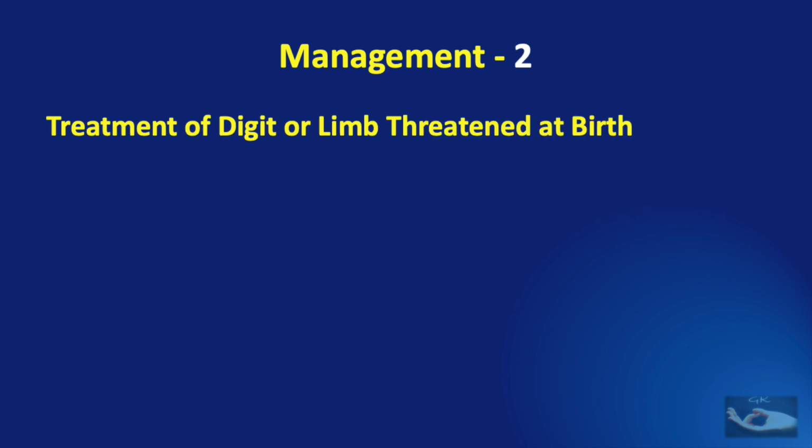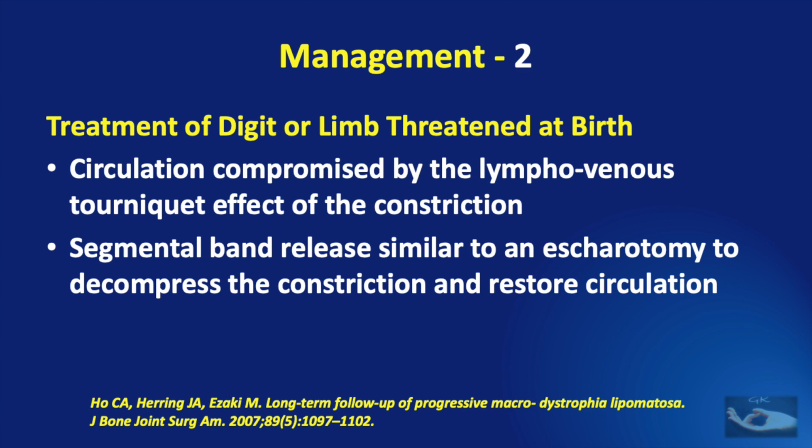Sometimes the child may be born with the limb or digit threatened at birth. This is due to the circulation being compromised by the lymphovenous tourniquet effect of the constriction bands. Segmental band release, similar to an escharotomy, to decompress the constriction and restore circulation may have to be done.